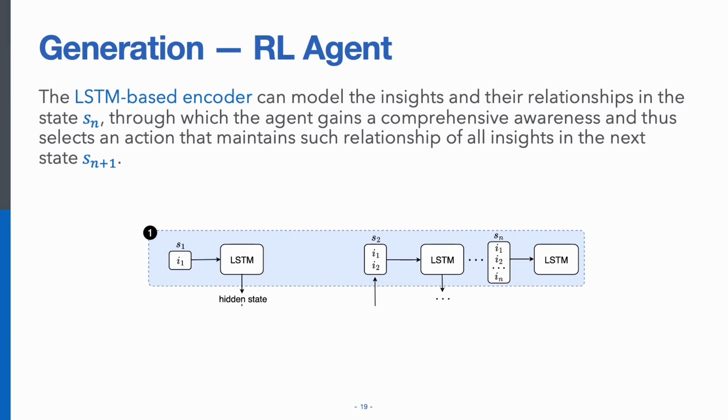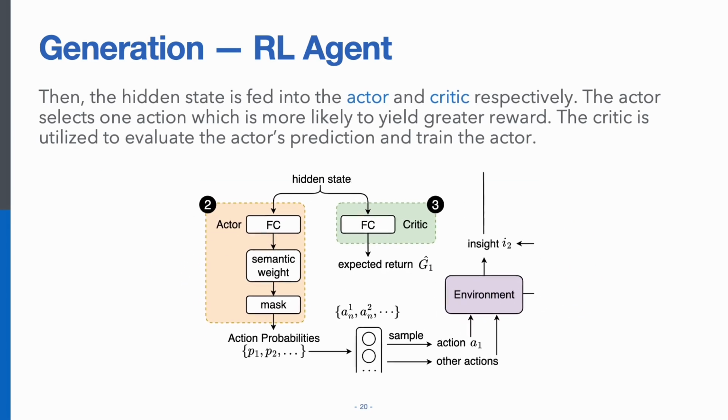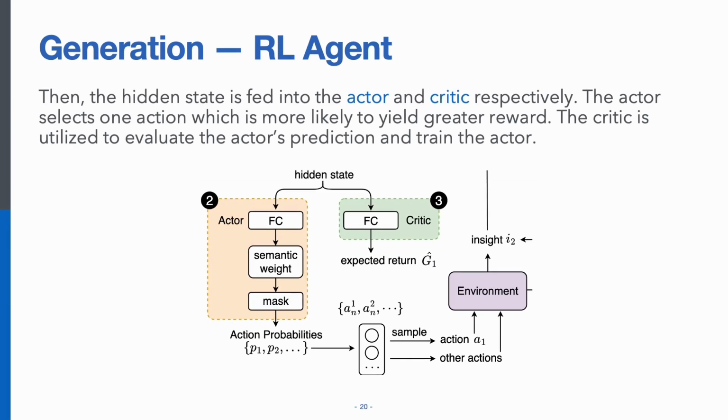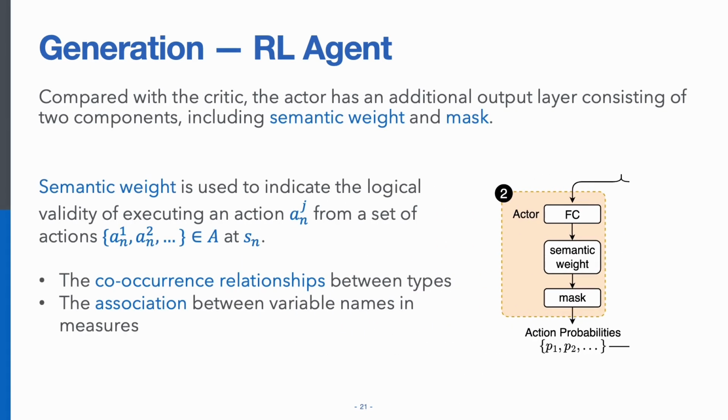First, the feature vector of state is fed into a shared LSTM-based encoder. The hidden state of the Nth insight is used as the unified representation of the state. Then, the hidden state is fed into the actor and critic respectively. The actor and critic have similar network architecture, consisting of multiple fully connected layers. Compared with the critic, the actor has an additional output layer consisting of two components, including semantic weight and mask.